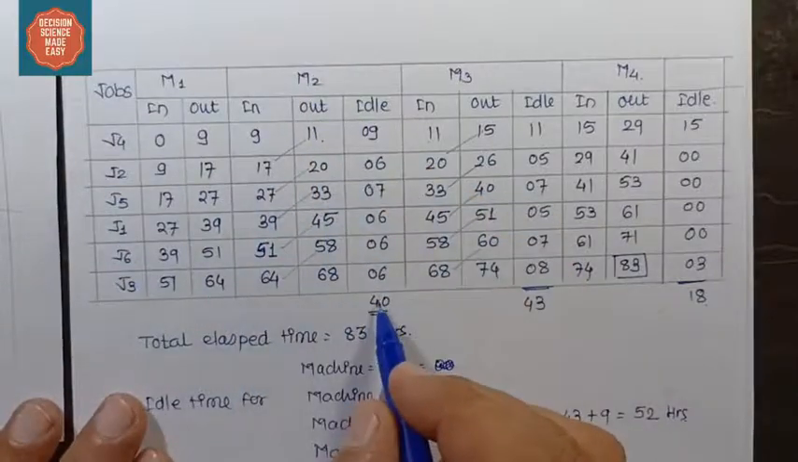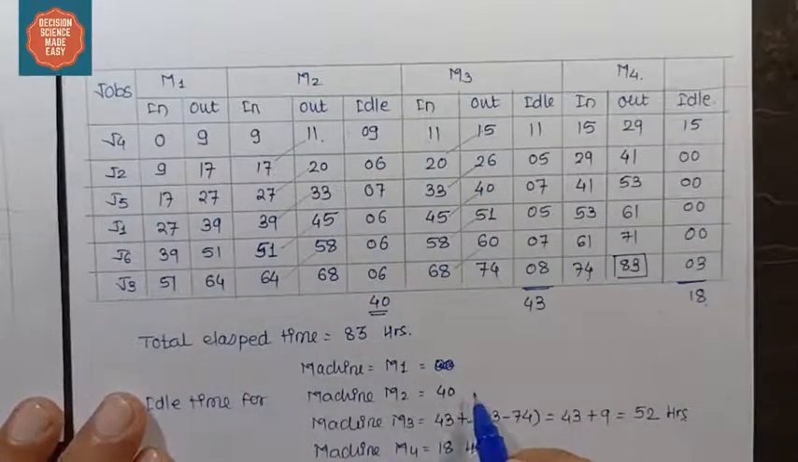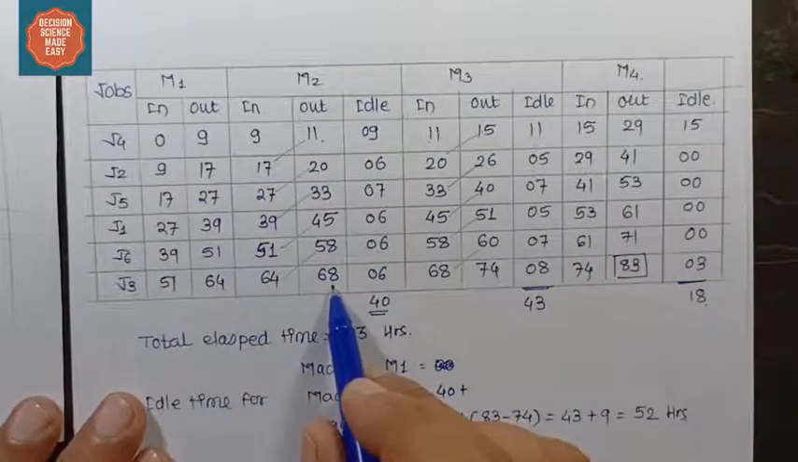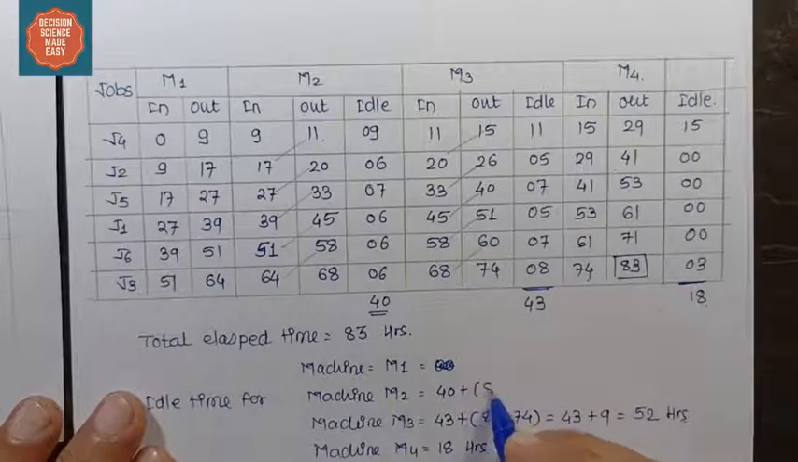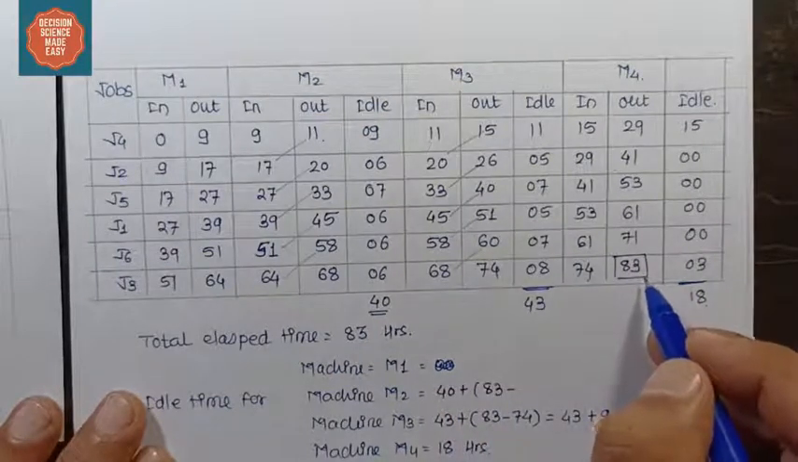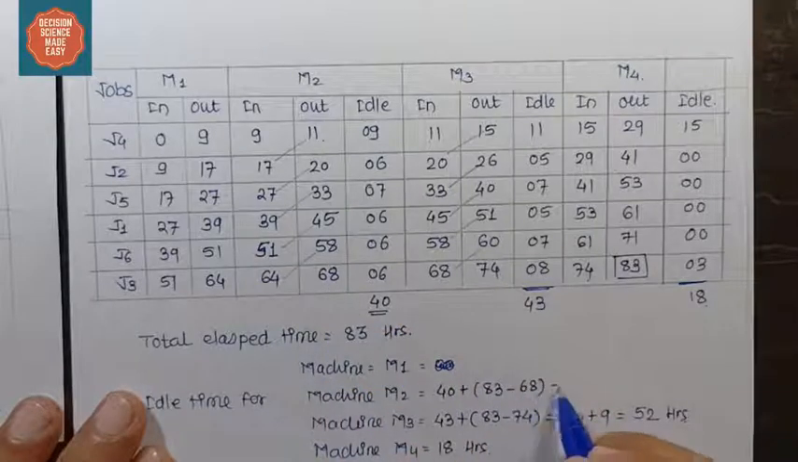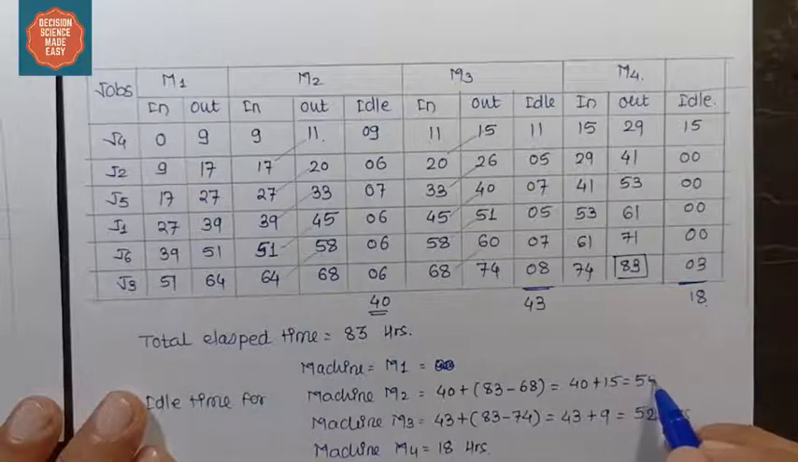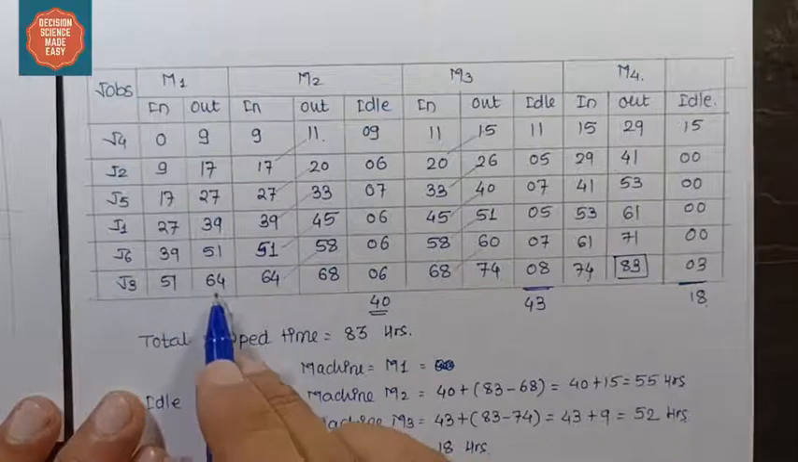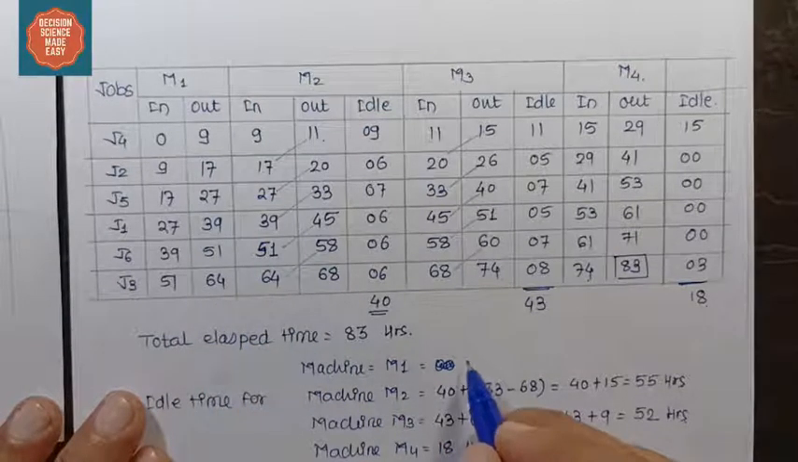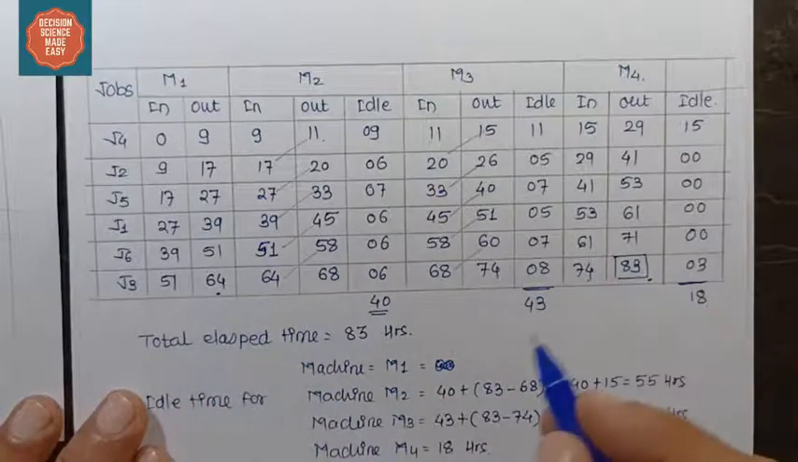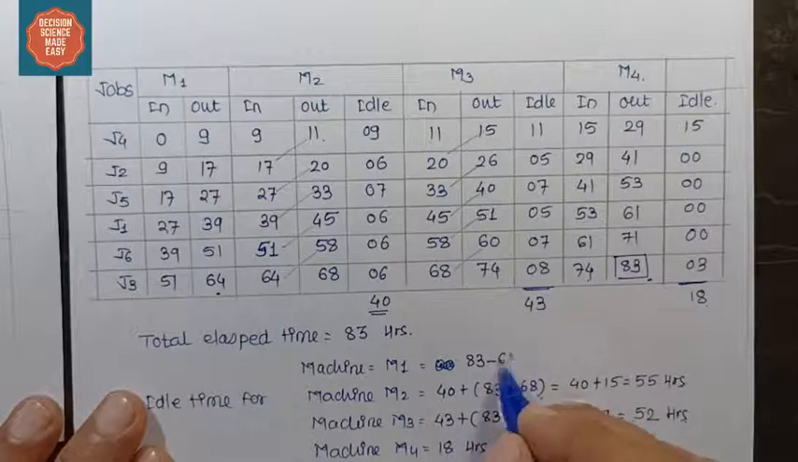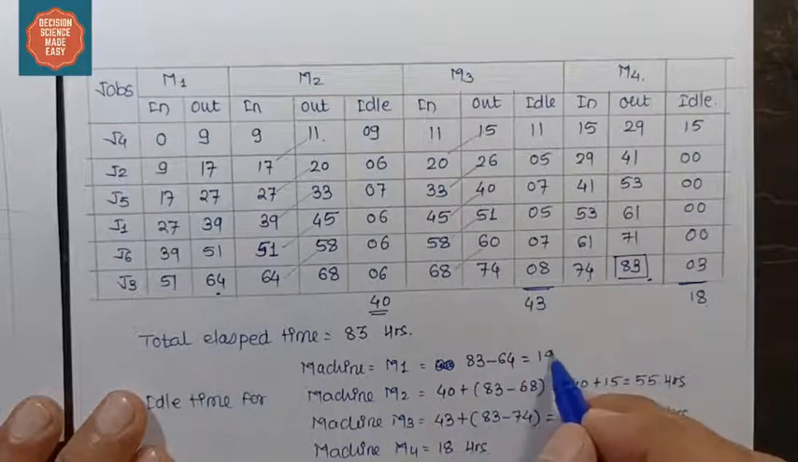Similarly for machine M2, the idle calculation is this. After this 68 hours, the machine will remain idle till the complete task is finished. So what I'm doing is subtracting 83 minus 68. So 40 plus 15, so it is 55 hours. And for machine M1, the task is finished at 64, and the actual task is completed at 83, so that is nothing but 83 minus 64, it is 19 hours.